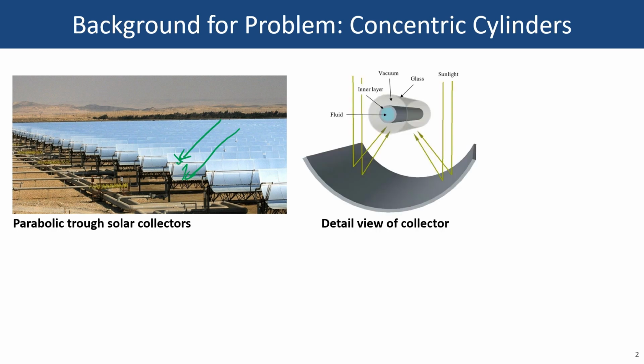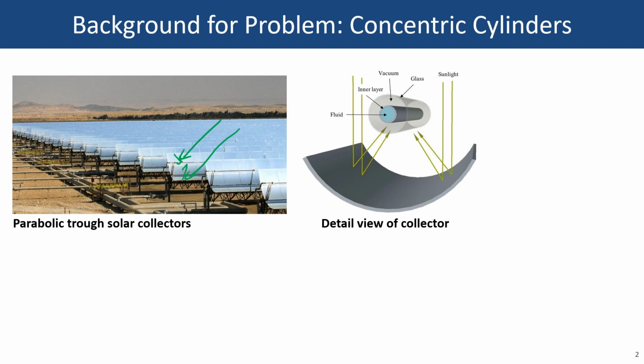You've got an inner tube that is generally painted black, and it's carrying some fluid you're trying to heat up. And then concentric with that, you've got a larger glass tube that allows sunlight to travel through it. The space between those two is normally evacuated so that you don't have any convection mode of heat transfer for heat loss from that inner tube that you're trying to heat up.